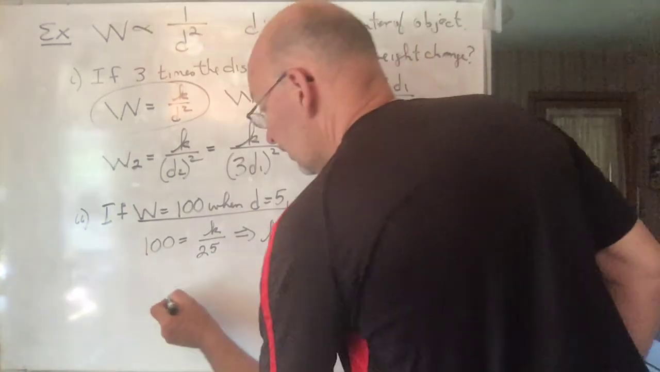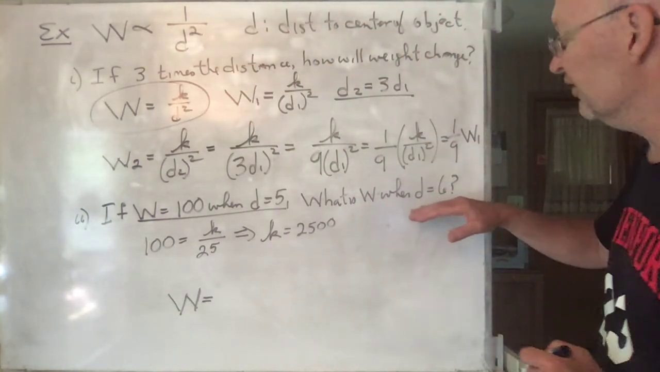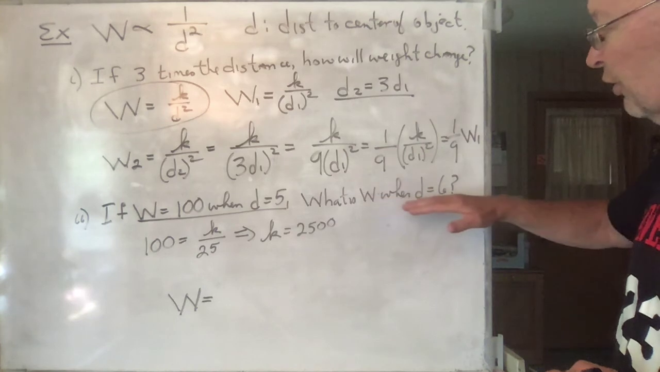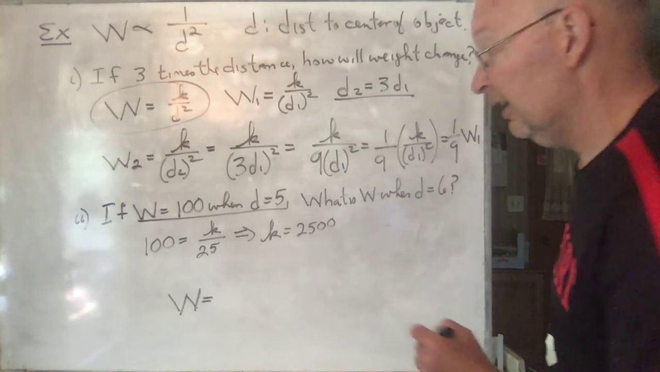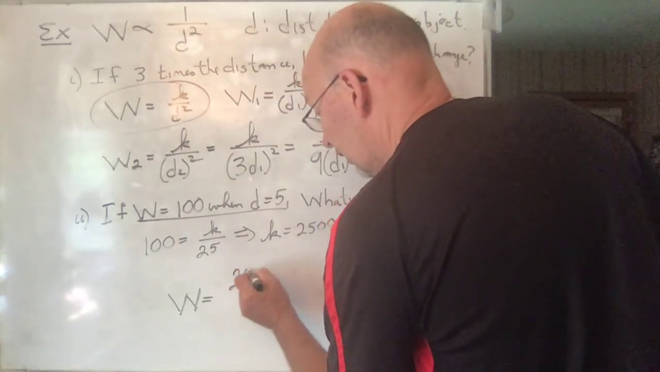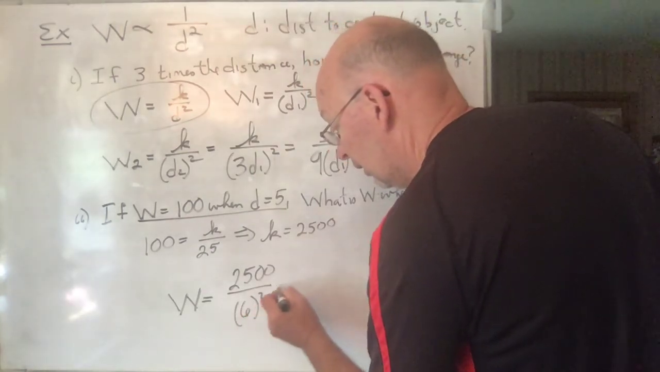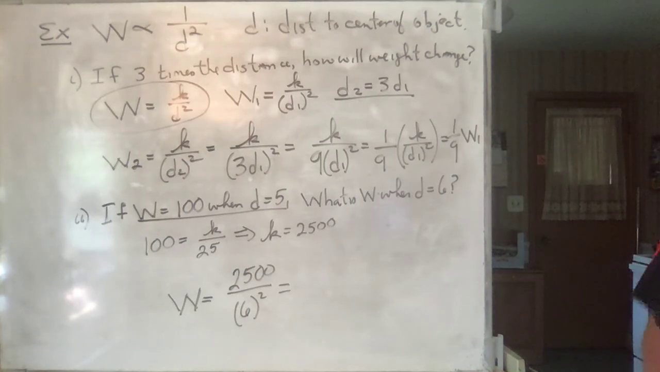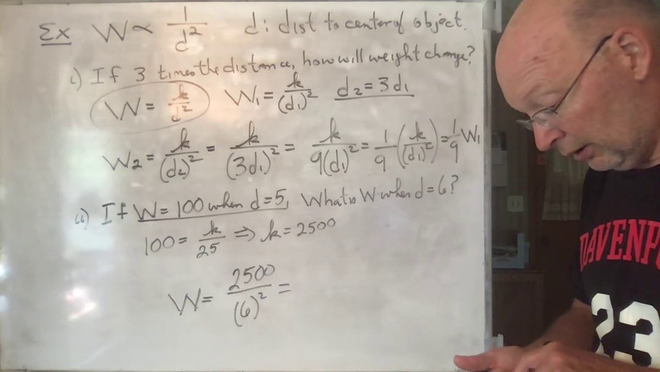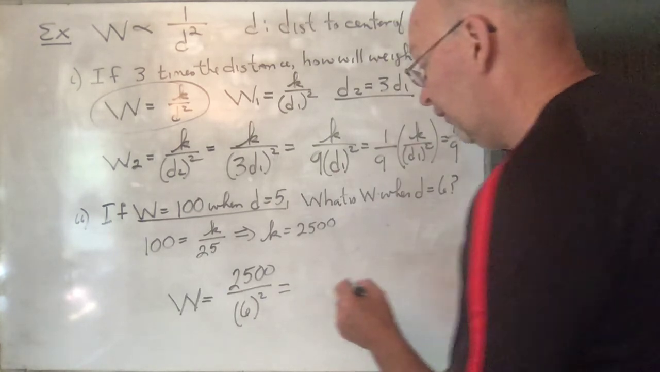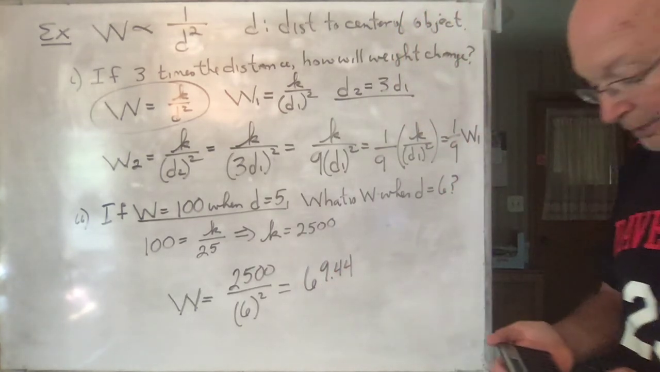Now that you have that, you can easily find anything you want. It's kind of nice to solve for your constant if you had a bunch of them, especially if you said, what's the weight when you're 6, 7, 8, 9, 10, and you have a whole bunch of them. Then you might as well solve for k. And now we're going to get 2500 divided by 6 squared. And I'll go ahead and calculate that as long as I have a calculator handy. 2500 divided by 36, 69.44. Okay, is what you get.